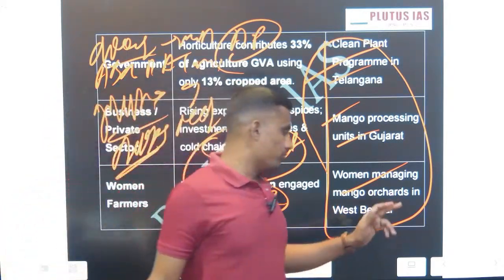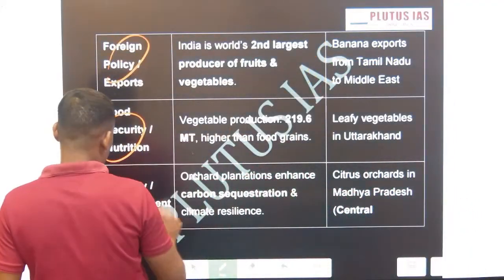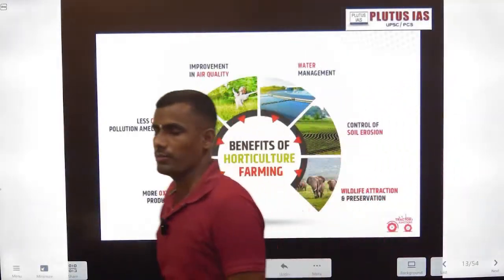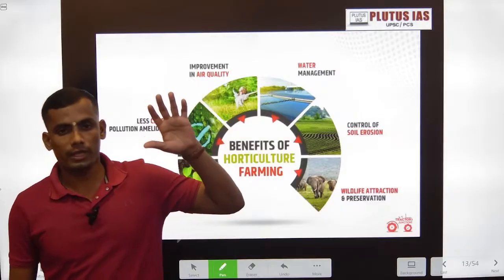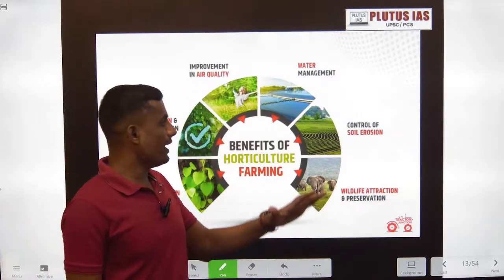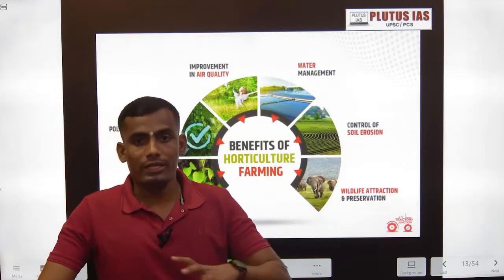horticulture. Now if this much importance is there, you can go through the national food security. Then the government should have some laws, some programs to support, and the Clean Plant Program is one of the programs which the government is supporting to boost the horticulture contribution. Now we are going to discuss what exactly the horticulture-related schemes are.